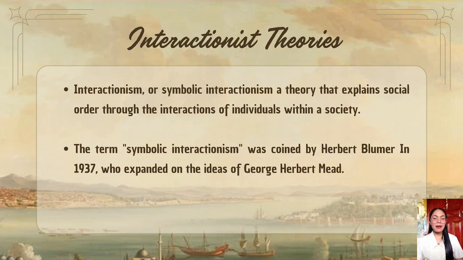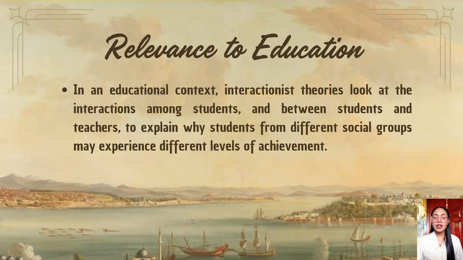Blumer argued that individuals assign meaning to the world around them, and this meaning shapes their interactions and behaviors. So lastly is the relevance to education. In an educational context, interactionist theories look at the interactions among students and between students and teachers to explain why students from different social groups may experience different levels of achievement. The focus is on how student perception, interactions, and relations in the school environment can influence their educational outcomes. In short, interactionist theories emphasize the importance of social interactions and symbolic meaning in shaping individuals' behaviors, including in educational settings.